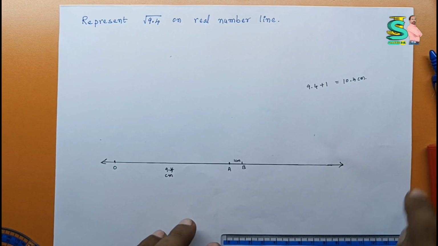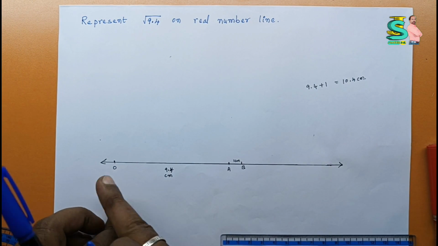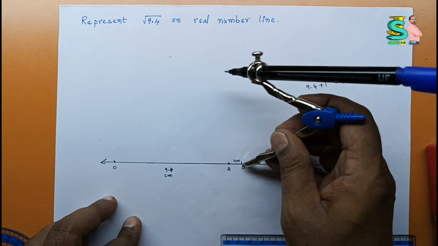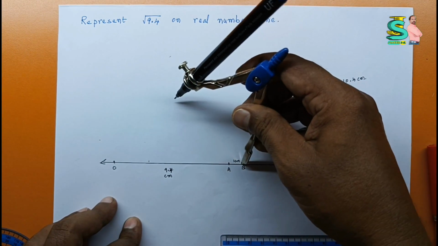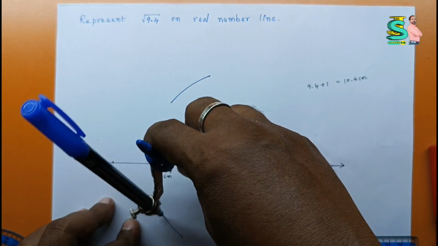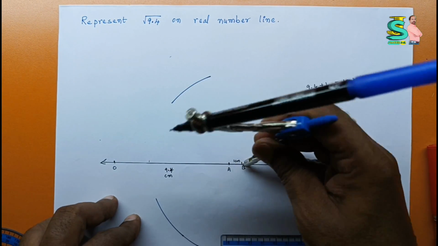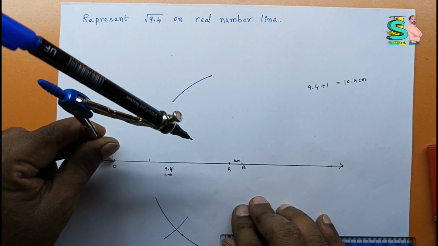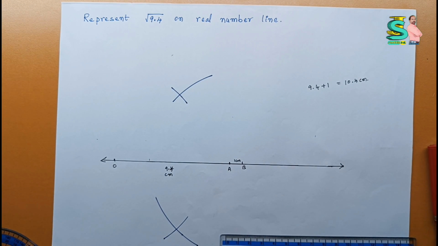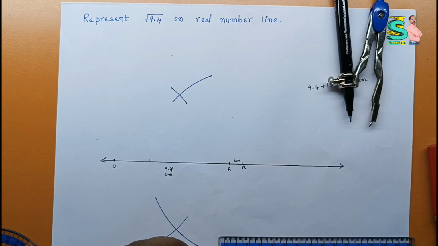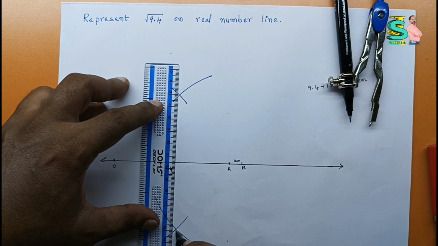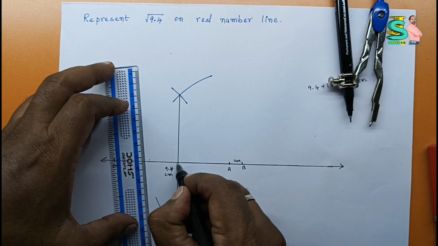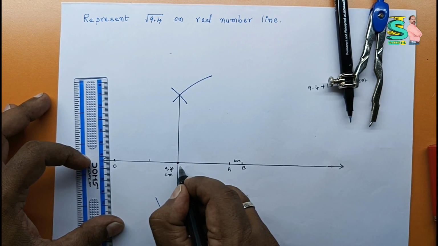Next step, you are going to bisect this OB length. Take B more than half. Here one arc, here one arc, from O one arc, and cut this arc. Now join these two. Now take this one M.